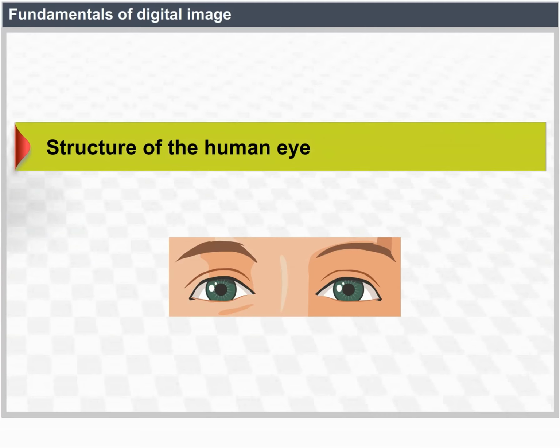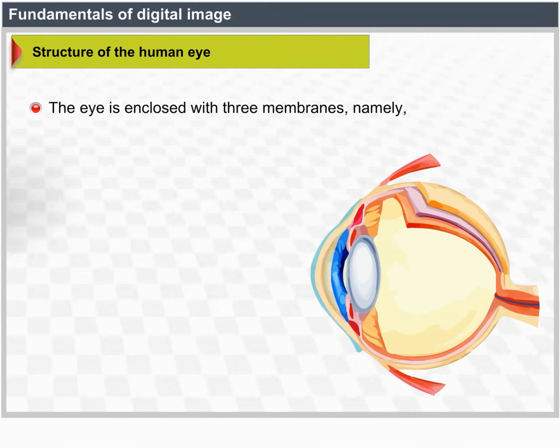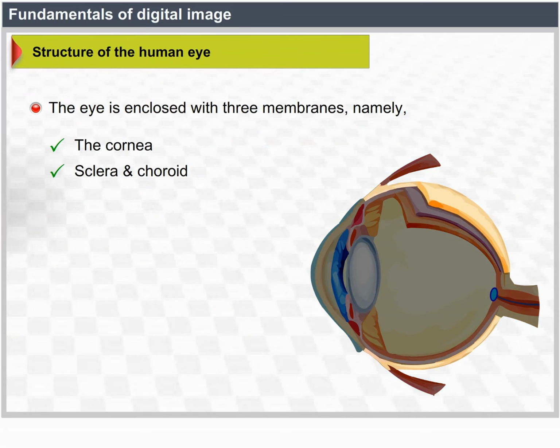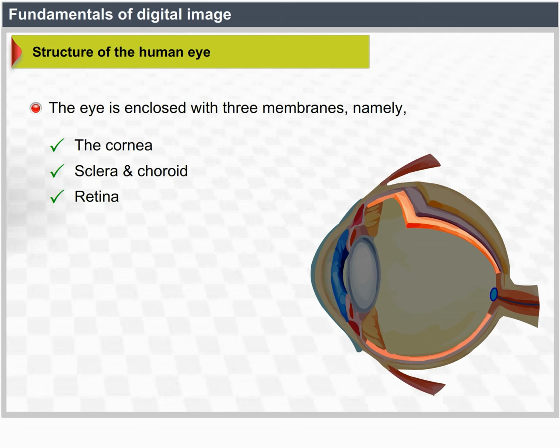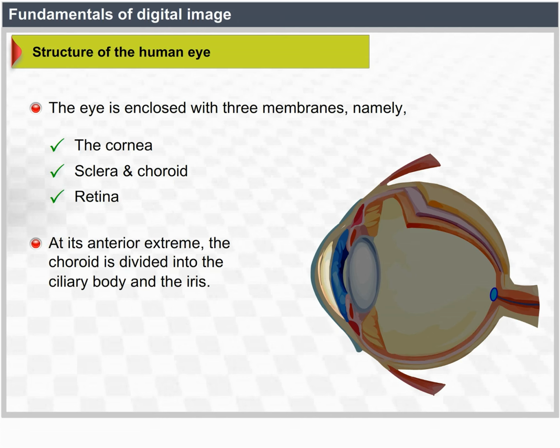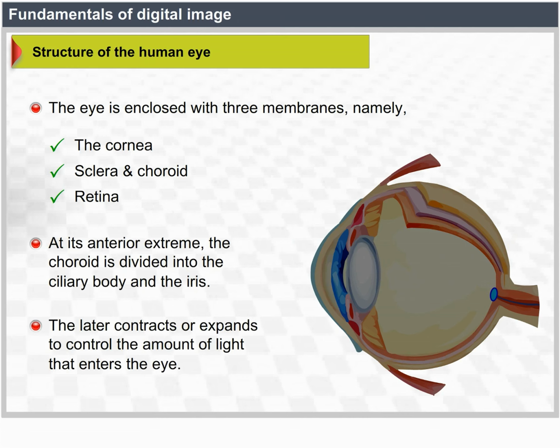Structure of the human eye. 3 membranes enclose the eye. These are the cornea, sclera and choroid, and retina. At its anterior extreme, the choroid is divided into the ciliary body and the iris. The latter contracts or expands to control the amount of light that enters the eye.